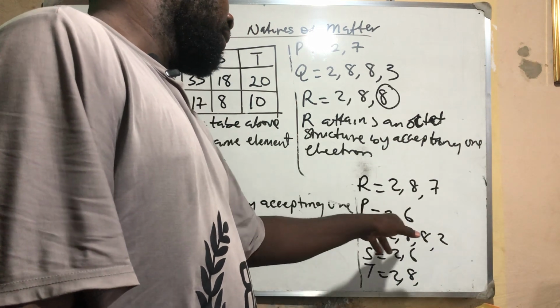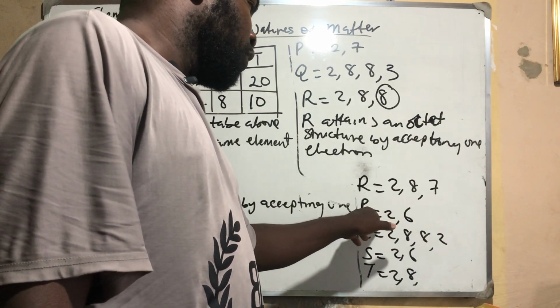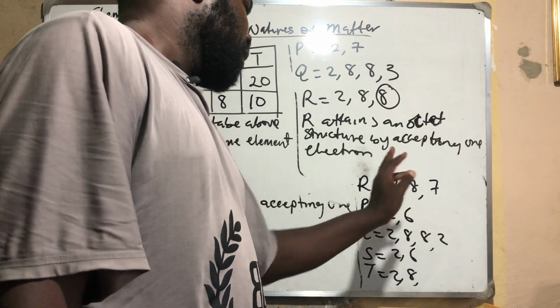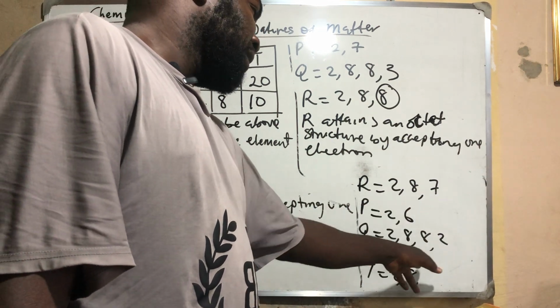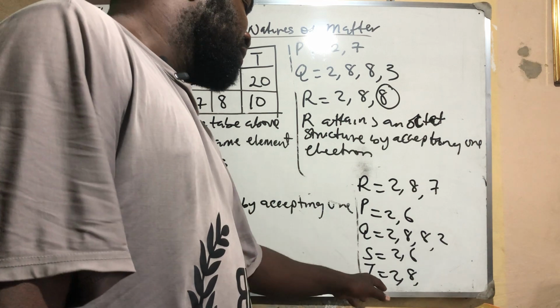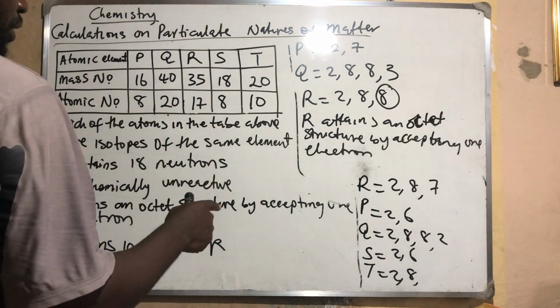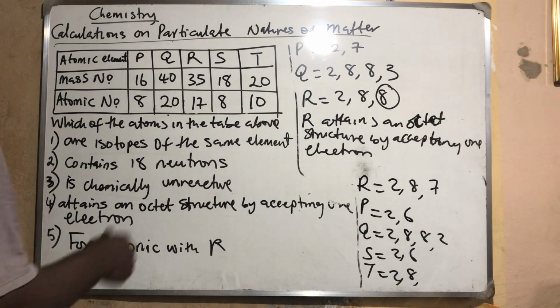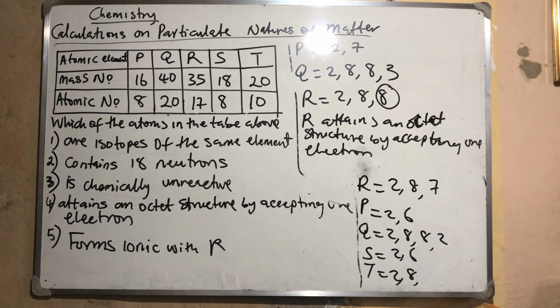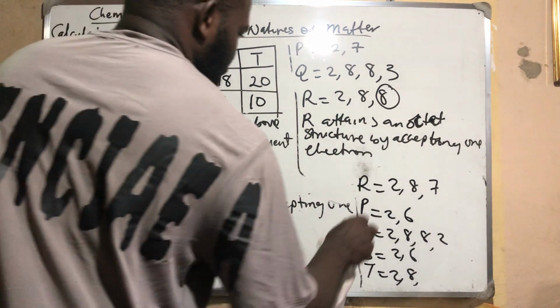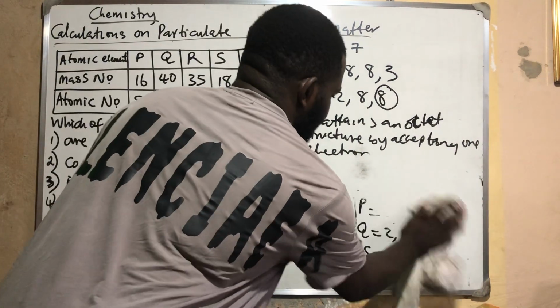So he's a non-metal. P is equally a non-metal because he wants to receive 2. S is equally a non-metal. He wants to receive 2. Then T is a noble gas. So the only person that can react with R is Q, because Q is a metal. Okay.